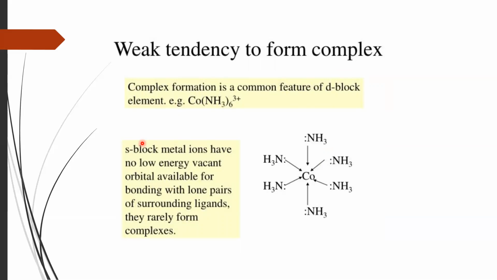Next, group 1 and group 2 elements have a weak tendency to form complexes. Why is it so? As S-block metal ions have no low energy vacant orbital available for bonding with lone pairs of surrounding ligands, they rarely form complexes. This kind of complex can be seen for the D-block elements, which also come under the metals. But what kind of metals? They are termed transition metals.